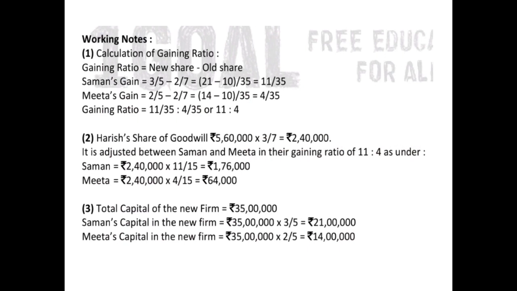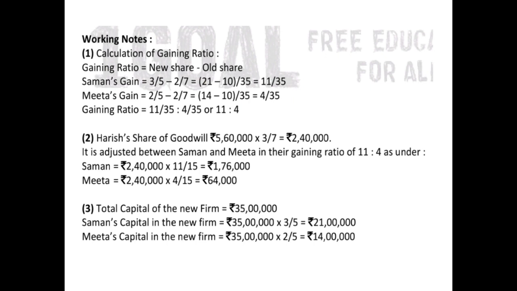First of all, we have calculated the gaining share by applying the formula new share minus old share, or we can say new ratio minus old ratio. Saman's gain is his new share 3/5 minus his old share 2/7. So the LCM of 5 and 7 comes to 35. After adjusting the LCM, we get 21 minus 10 upon 35, that is 11 upon 35.